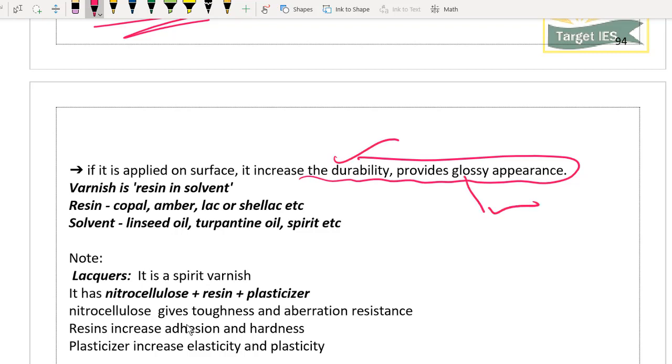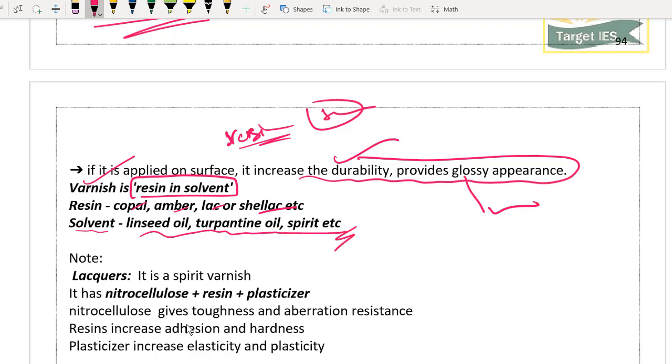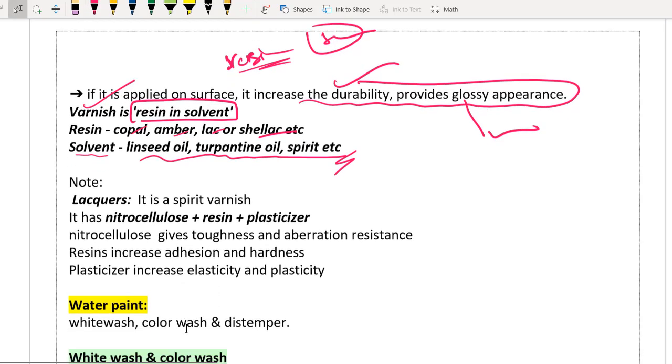See, do you know the definition of varnish? It is a very simple definition. It is nothing but resin in solvent. So just mix a resin in a solvent and you will get your varnish. What are the resins we have? We have copal, amber, lac or shellac. You will have to remember these examples. Which of the following resins do we use in varnish? Answer: copal, amber, lac, shellac. And solvents also we have. What is the solvent in which you have to mix this resin? Linseed oil, turpentine oil, spirit, etc. These are the solvents in which you can add this copal, amber, lac or shellac resins and you will get your varnish. Okay, I hope it is very clear, right?